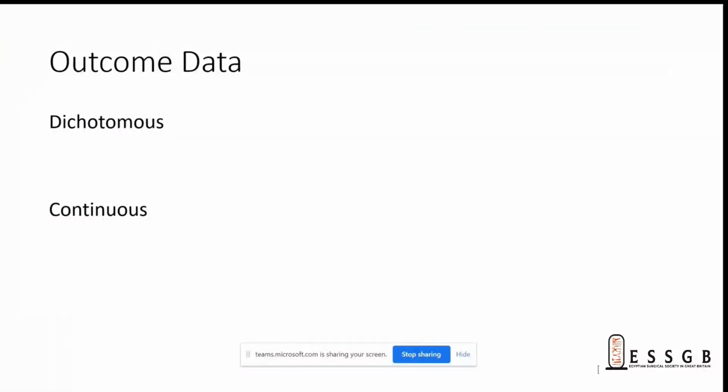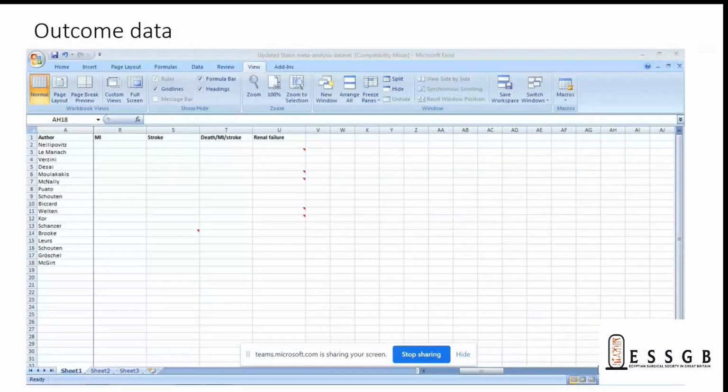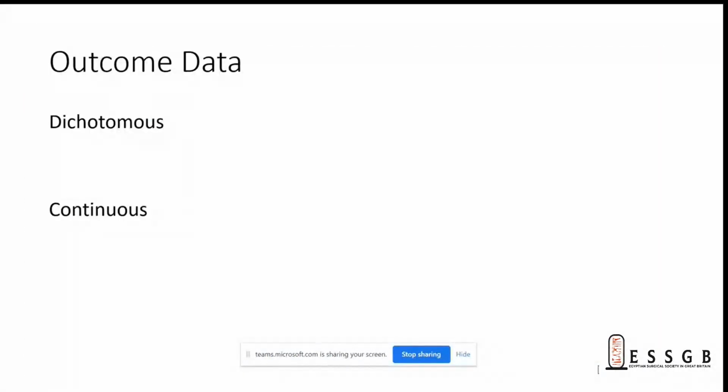Okay, sure. Let's start again here. Back to my previous slide, outcome data. Before telling you how to extract the data with regards to them, it is important to know different types of data, okay? Because when you extract data, you need to be aware of this. So there are two types of data that you usually deal with. One is called dichotomous or categorical, and the second group is continuous.